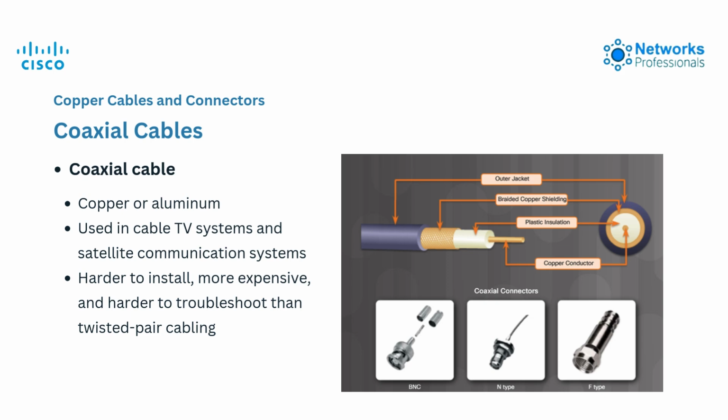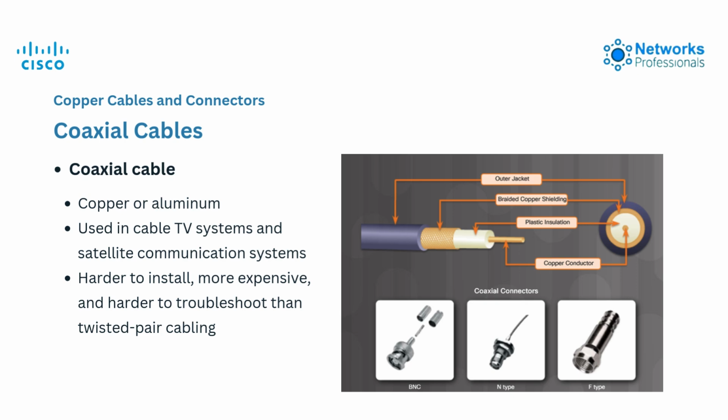Construction. Made from copper or aluminum as the core conductor. Surrounded by insulation, metal shielding, and an outer jacket. The shielding helps reduce signal interference. Uses. Commonly used in cable TV systems, satellite communication, some broadband internet setups, and older computer networks.